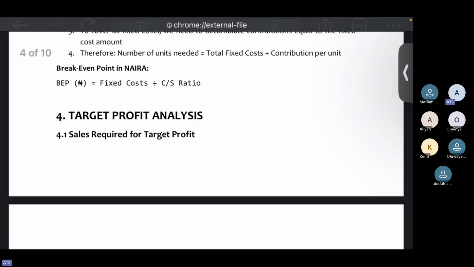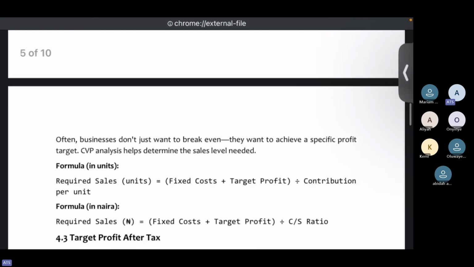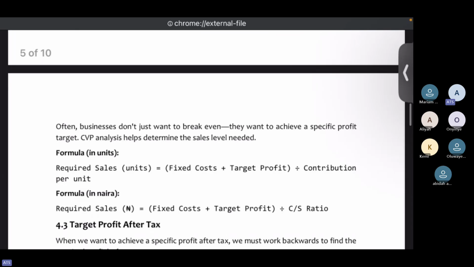Often businesses don't just want to break even. As I mentioned earlier, it is only new businesses, or businesses that were going through something bad, that will say, let's manage to break even, let's not make a loss. But when a business is doing well and growing, you're thinking about profits. If this year I made 200,000, I might say I want to make 100% more profit next year, so 400,000. How do you plan around that? They want to achieve a specific profit target, and CVP analysis helps determine the sales level needed.